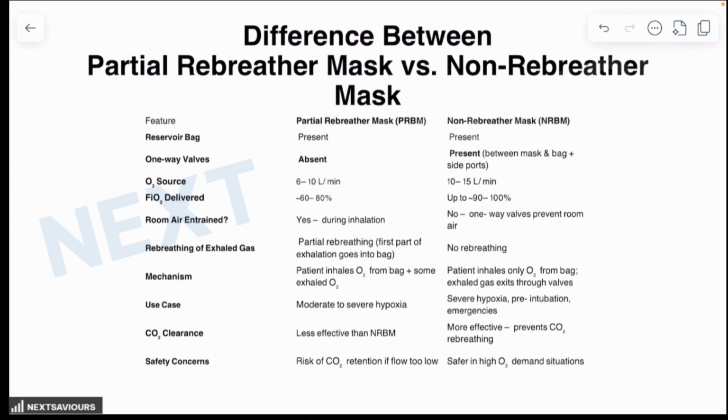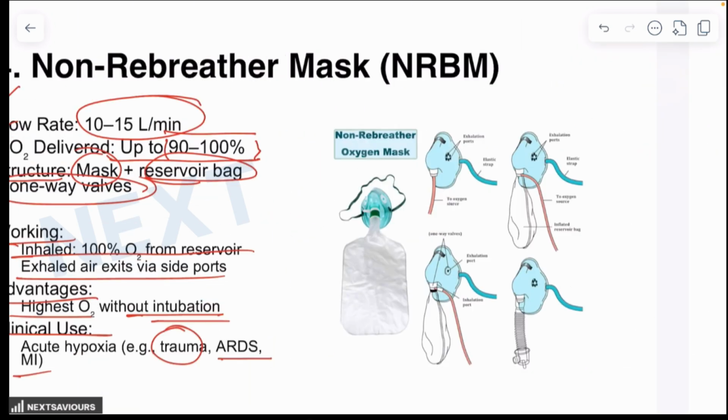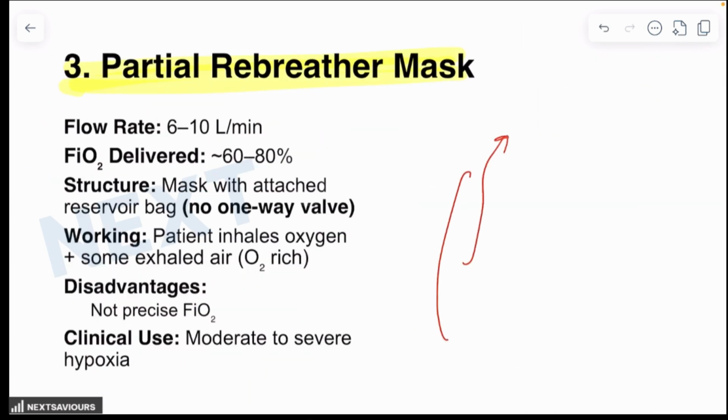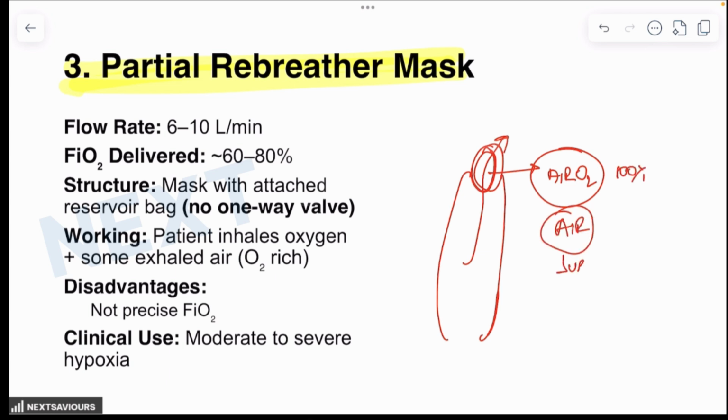that in case of partial rebreather mask, there is not going to be any one-way valve. That means when the patient inspires from the bag, now there is no one-way valve, so he is having a mixture of both the air from the oxygen flow, which is 100% oxygen, along with the air from the surroundings. That means this air in the bag is adulterated with the air from the surrounding, thereby the concentration of this oxygen is decreased. So there is no such single mask.